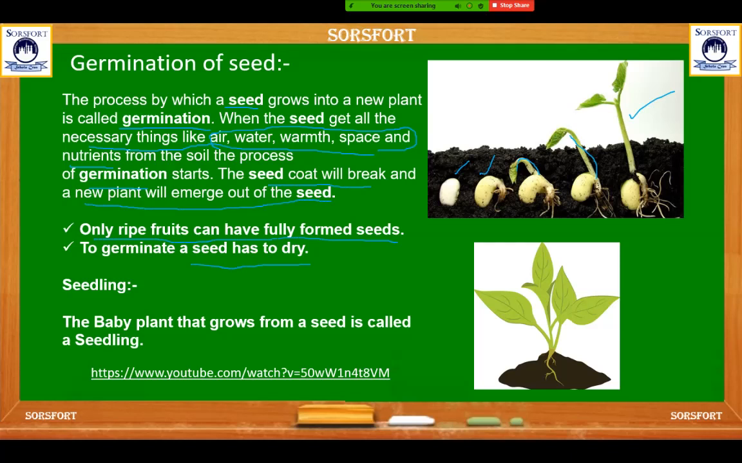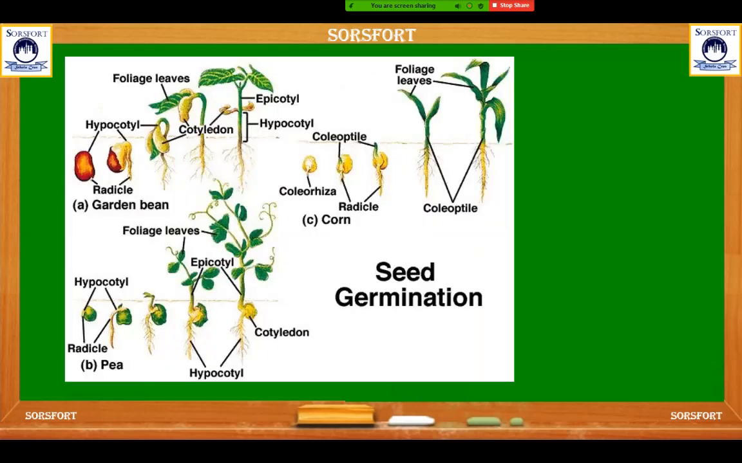Okay, then come to seedling. What do you mean by seedling? The baby plant that grows from a seed is called a seedling.